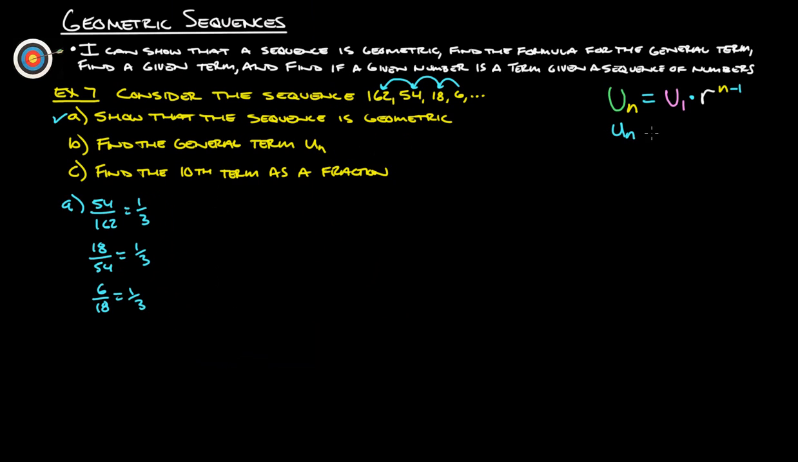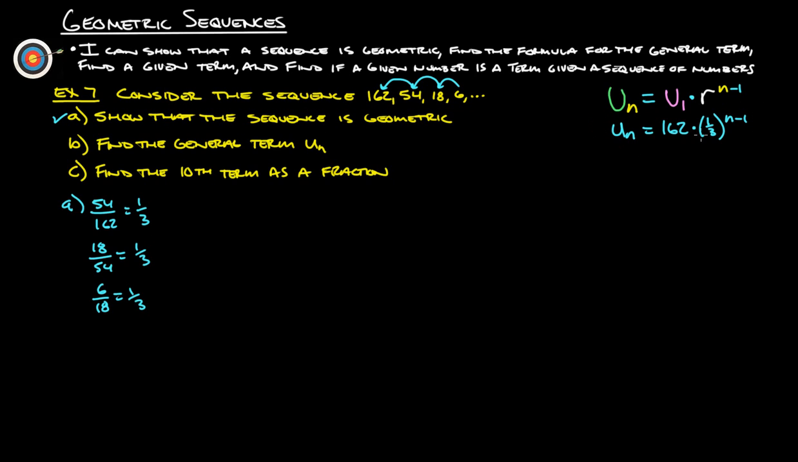So u sub n is u sub 1, the first term, which we know is 162, times our ratio. We're really dividing by 3 each time, but remember, we want to say what we're multiplying by, not what we're dividing by. So we're actually multiplying by 1/3, and that's all to the n minus 1. This is our formula.